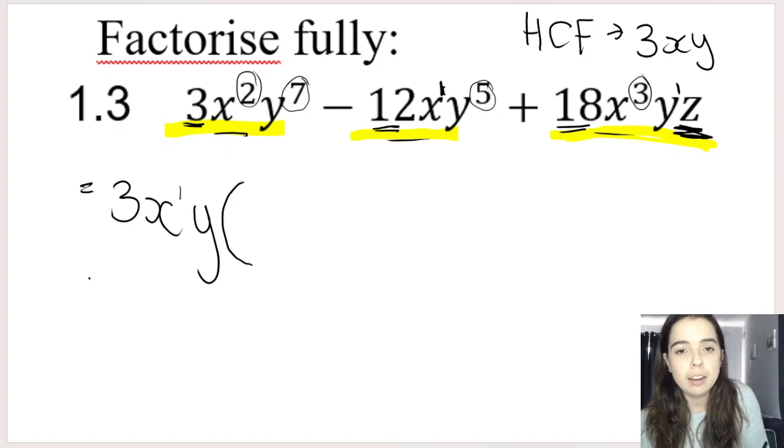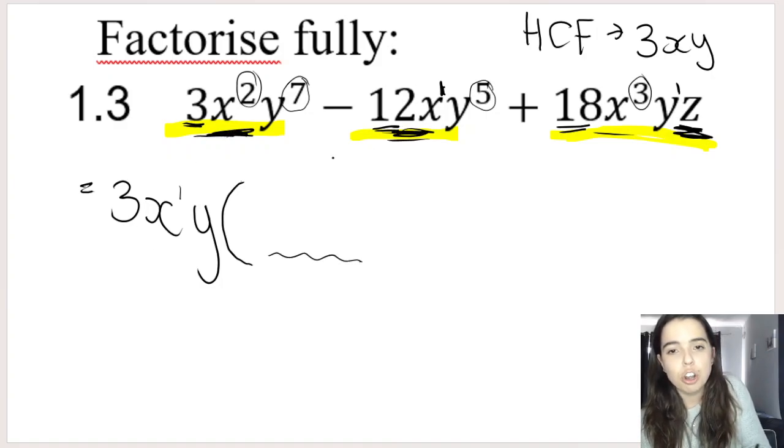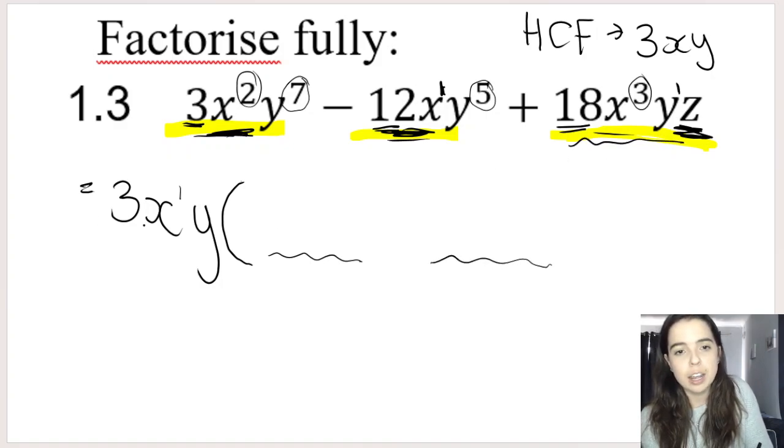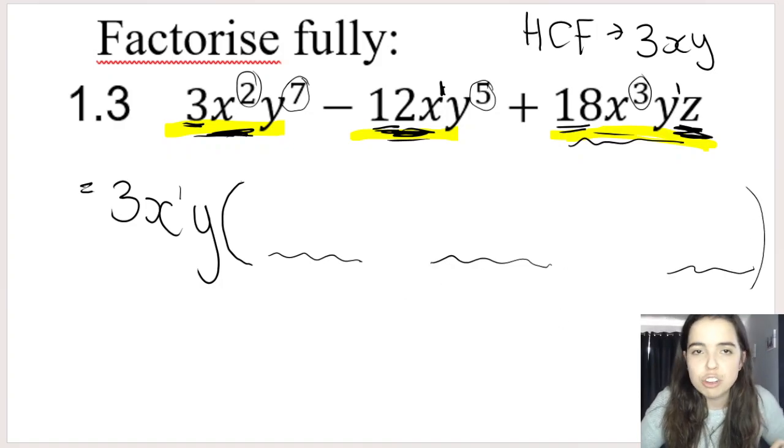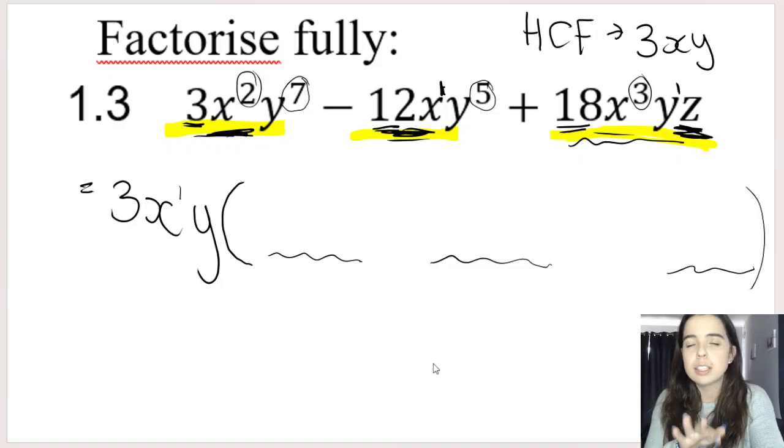So remember, you can say first term divided by my HCF will get me the number there. Second term divided by my HCF will get me the number there. Third term divided by my HCF will get me a number over there. So we're going to have 3 terms inside my bracket, and that is perfect. That is 100%. But I'm going to explain it slightly differently.